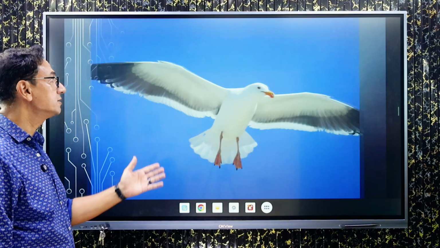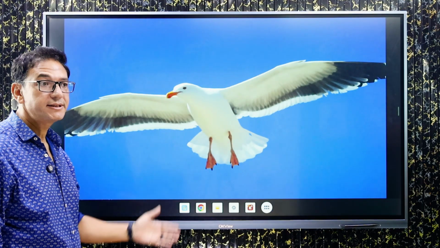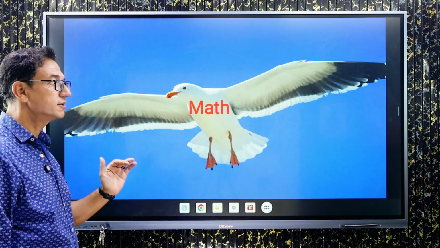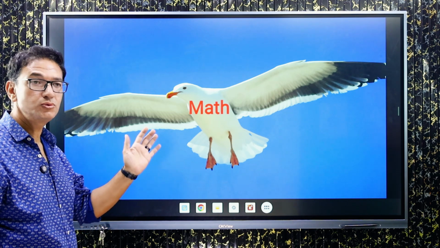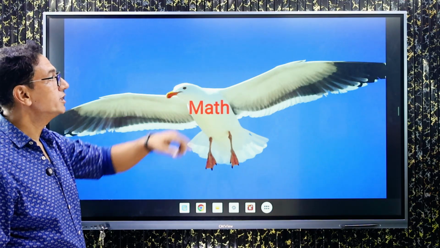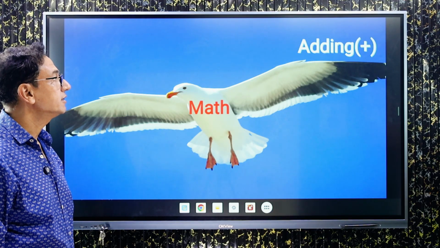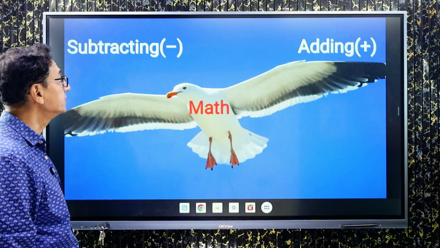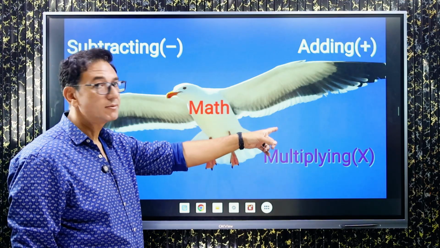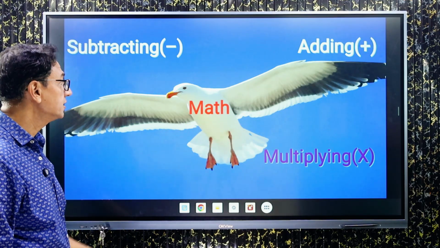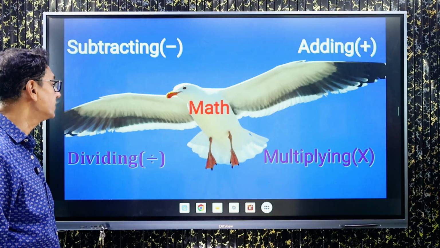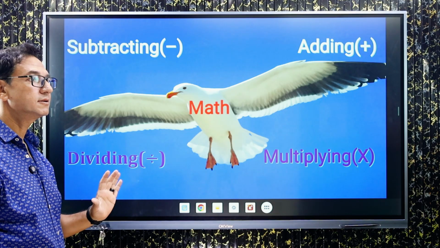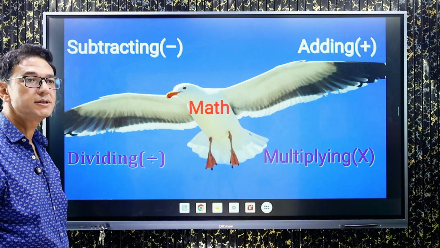Today we will talk about math. We consider math as a bird. This bird, to fly, must have two wings. So we have adding and, on the opposite side, subtracting, and we have multiplying and, on the opposite side, dividing. Okay, let's talk about adding, subtracting, multiplying and dividing.